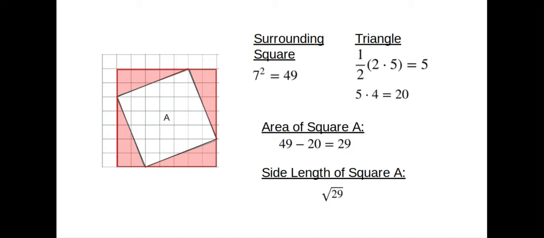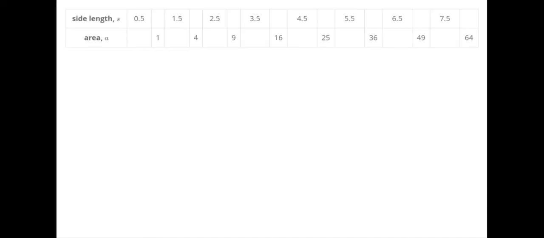Now we're going to complete a table with missing side lengths and areas. Notice the table is missing some values in both the side length row and the area row. We are going to start by filling in the area row. Remember, the area of a square is calculated by squaring its side length. So 0.5 squared is equal to 0.25. 1.5 squared is equal to 2.25. 2.5 squared is equal to 6.25. 3.5 squared is equal to 12.25, and so on.